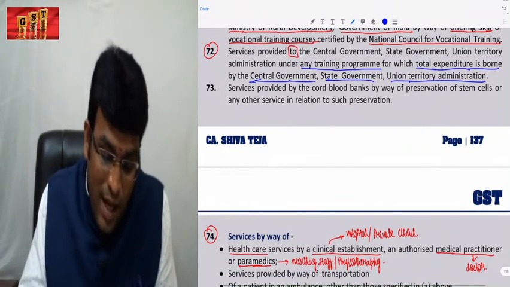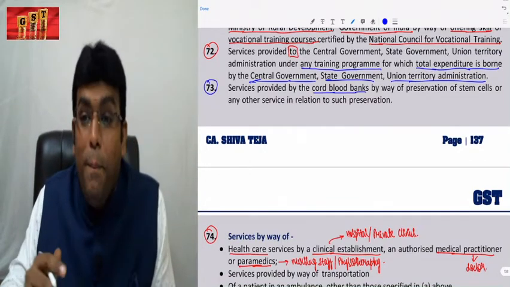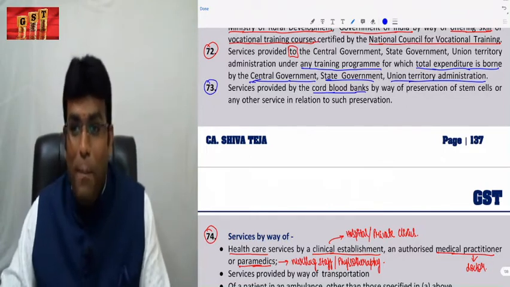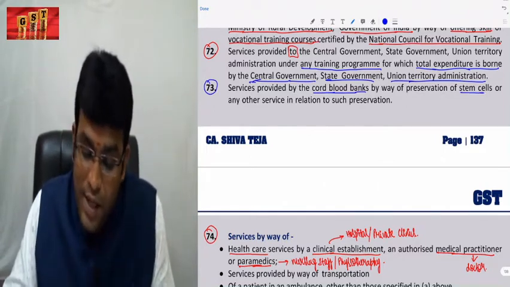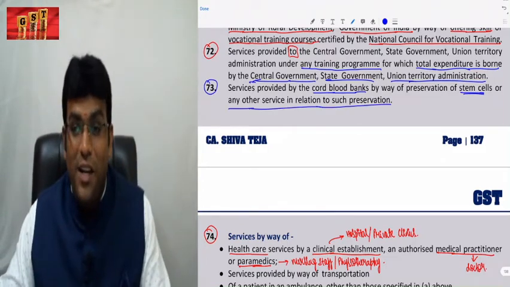Next point. 73rd point, my dear friends. Service provided by cord blood banks. Cord blood banks by way of preservation of stem cells or any other service in relation to such preservation. Interesting point.